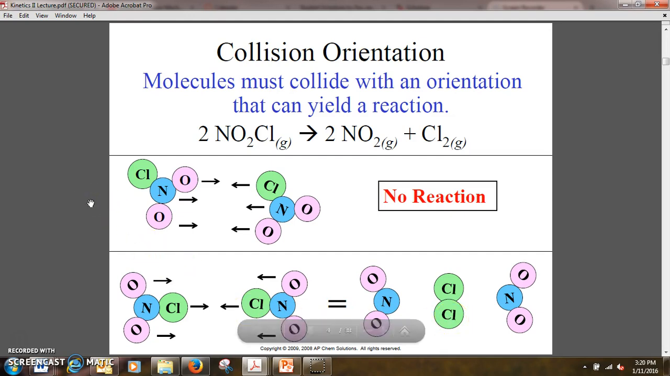So as we see up here, if they orient themselves in this way, the oxygen really doesn't have anything to do with the chlorine. It really doesn't want anything to do with the chlorine. And the two nitrogen and two oxygen here aren't going to do much with each other. So in order for this reaction to take place, the two chlorine atoms have to knock into one another. They have to collide with one another in order to get pulled off, and then that leaves the two NO2 molecules here. So this is an example of orientation needing to be happening correctly in order for the reaction to take place.